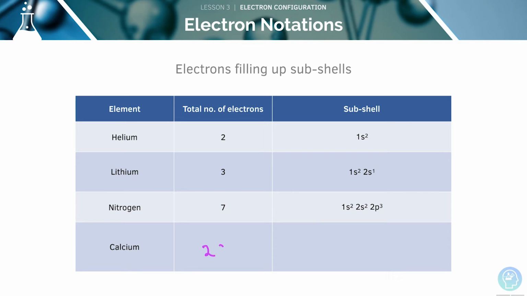Finally, we'll look at calcium. This has got 20 electrons. This would be written 1s2, 2s2, 2p6, 3s2, 3p6, 4s2.